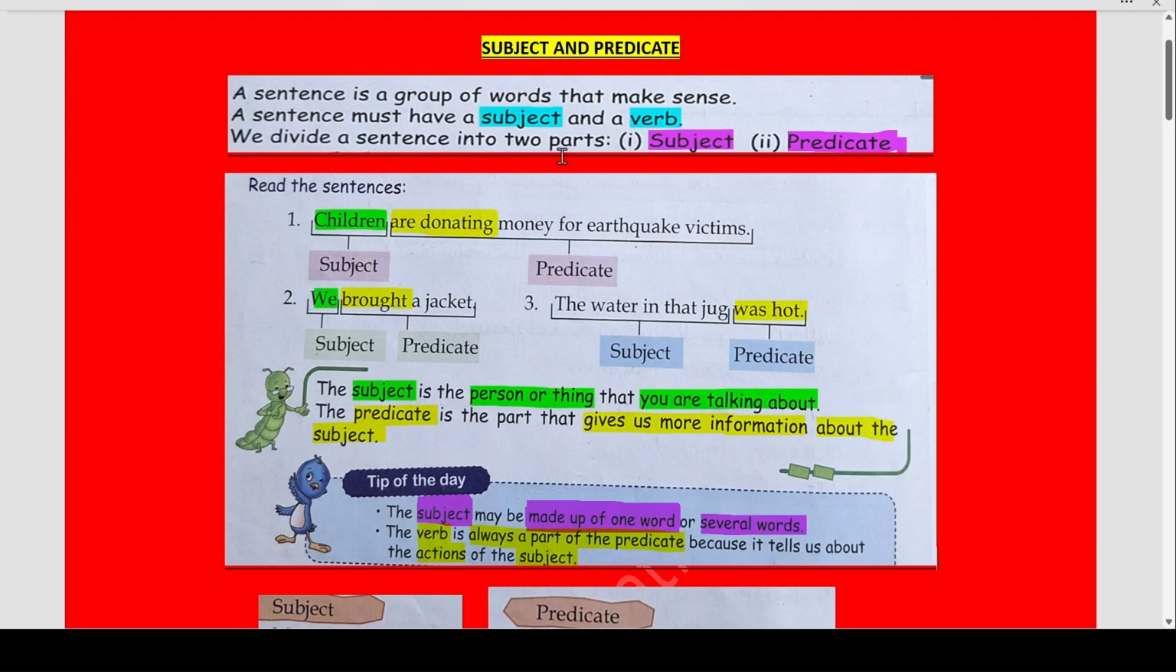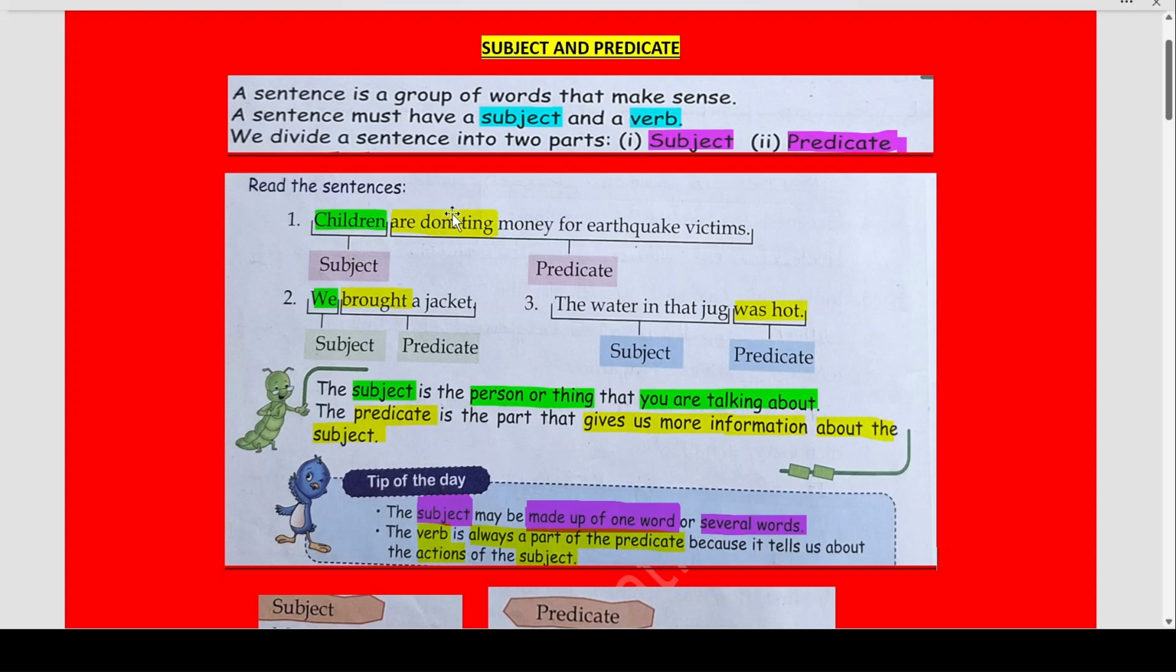Subject is that part of the sentence about whom we are talking about, and verb tells us what that subject is doing. The action which is being taken by the subject is determined by your verb. Next, understanding what is a sentence, what is a subject in the sentence, and what is the verb in the sentence, we divide a sentence into two parts. One is your subject and the other is your predicate.